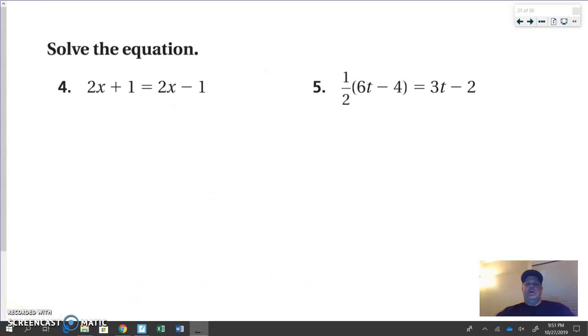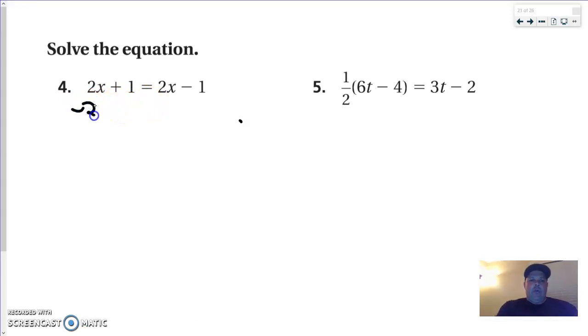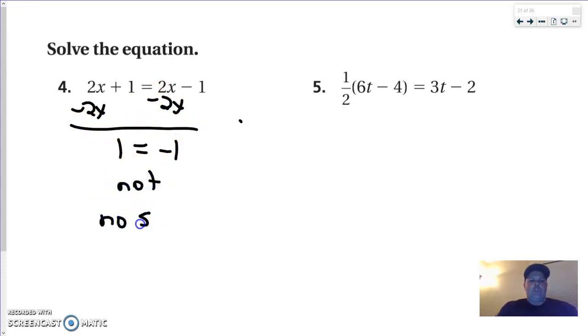Please try these two problems, pause the video, and when students are ready, please restart the video. In our first example, we would subtract 2x from both sides. We would have 1 equals negative 1. This is not correct, so there are no solutions.